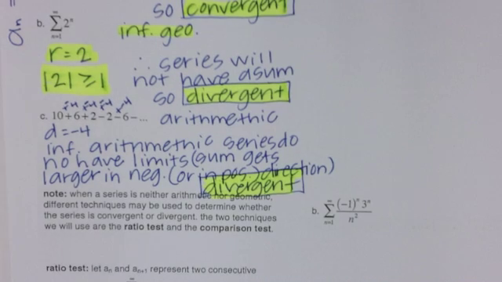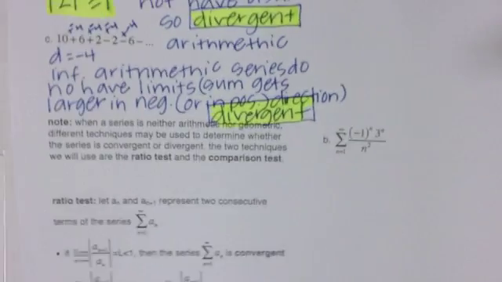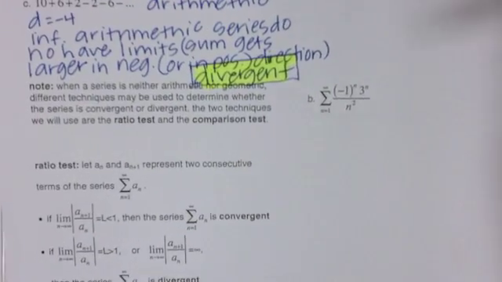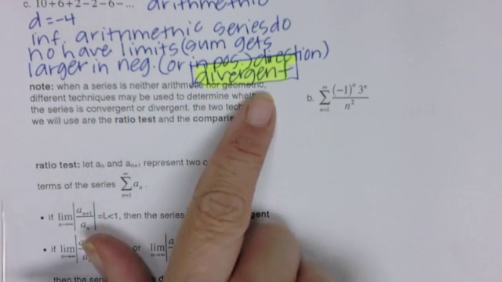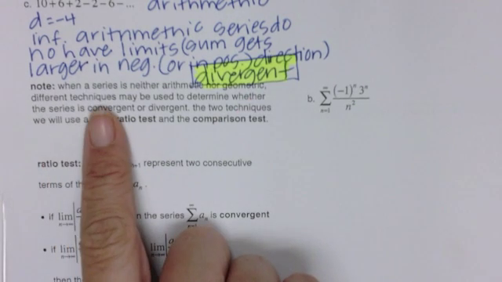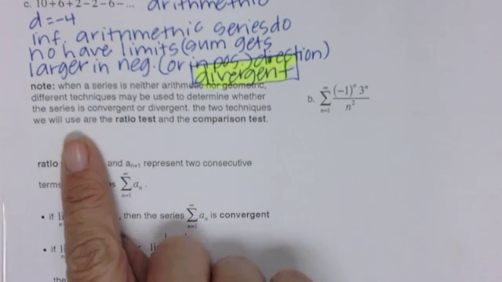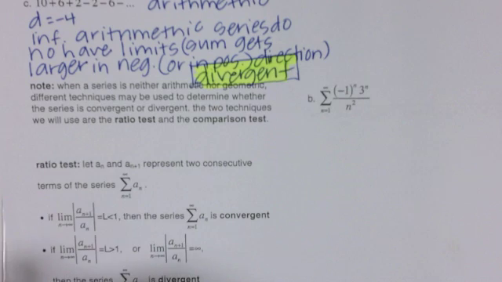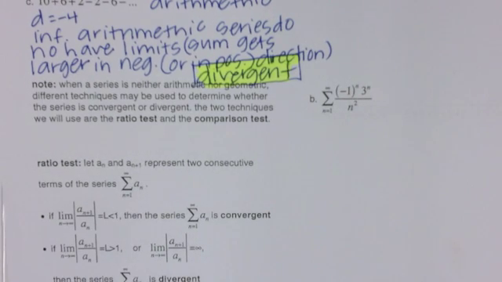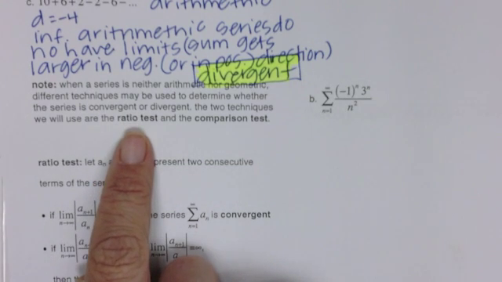Okay, well now that we have that refresher, we're going to go ahead and move on to the ratio test. So why do we have the ratio test? If you look right here, it says when a series is neither arithmetic nor geometric, there's different techniques that can be used to determine whether or not the series will be convergent or divergent. Two of those techniques, that's all we're learning in this class, are the ratio test and comparison test. So today, like I said, is the ratio test.